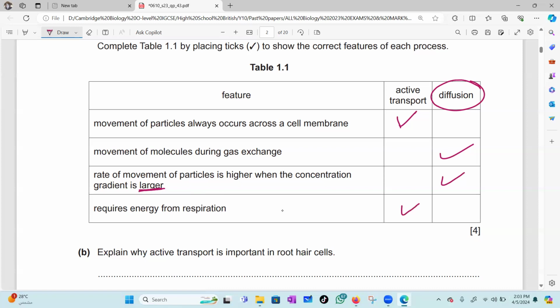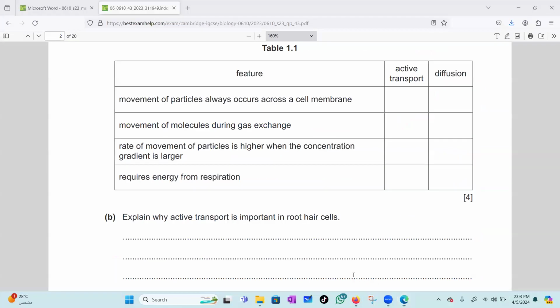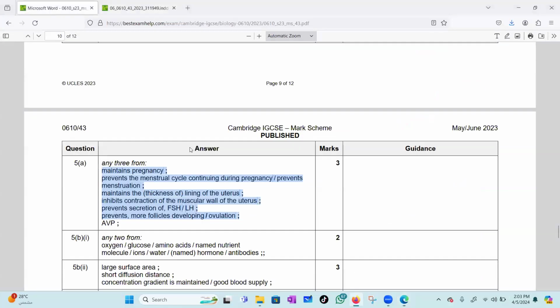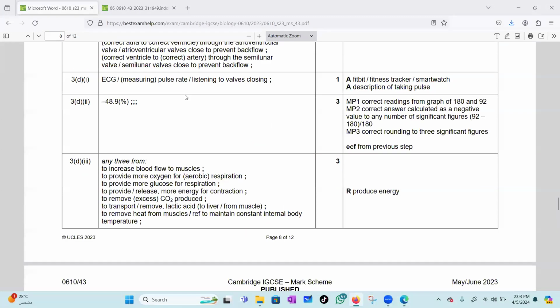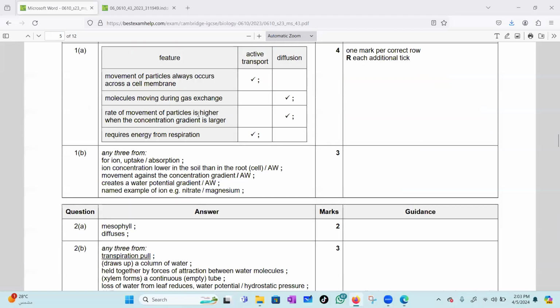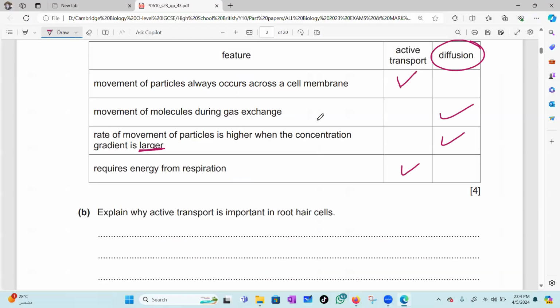Okay, I want to show you the mark scheme. This is something I will not accept that you make a mistake in. Okay, so only in diffusion is the rate of movement of the particles higher when the concentration gradient is larger. Only in diffusion, not active transport. Active transport is already from low to high. It does not depend on the difference between the concentration gradient.